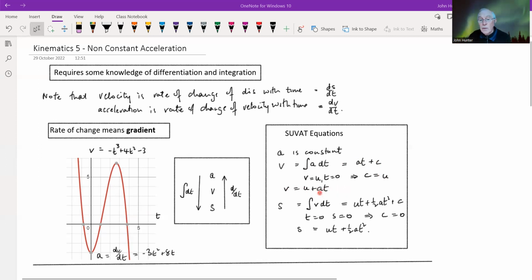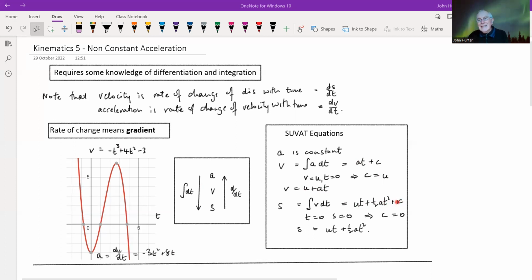And then if we go a step further and say, well, okay, we've got the velocity, let's go and find the displacement function, then we just integrate it again. So we're integrating that velocity function, which of course is u plus at. And this is how we get ut plus half at squared, but of course plus our constant of integration.